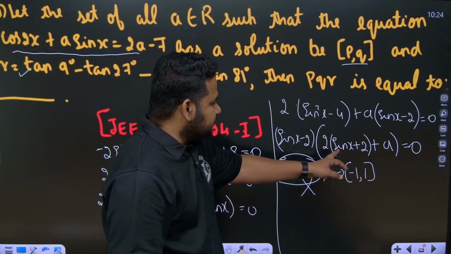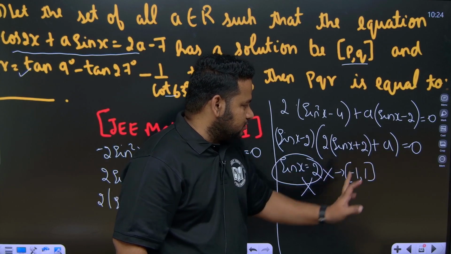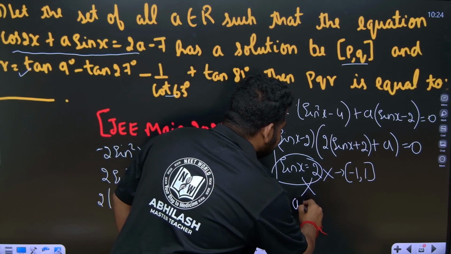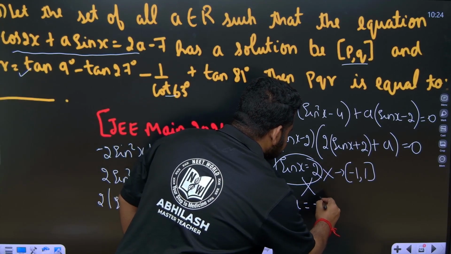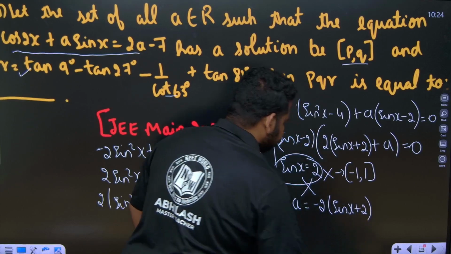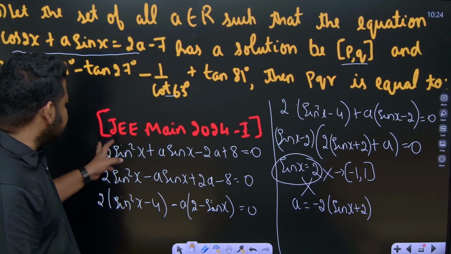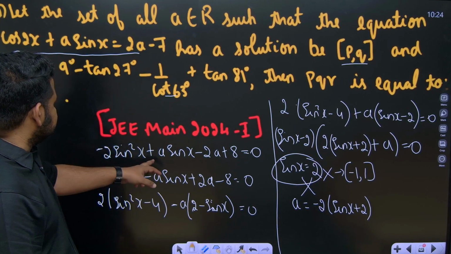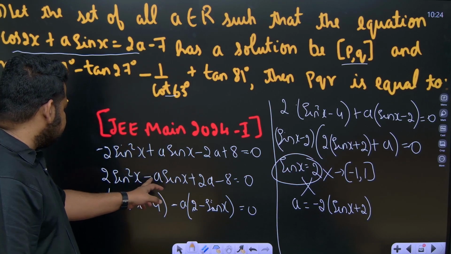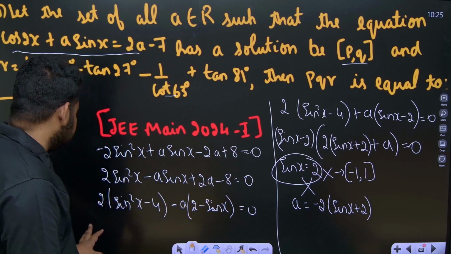Now we will take this: sin x plus 2 is equal to this one, plus a is equal to 0. So what will a be equal to, friends? A will be equal to minus 2 times sin x plus 2. Let us have a look: this is plus a, this is minus 2a. If I multiply by the minus sign, this is minus a, this is plus 2a, this is minus 8 is equal to 0, that is totally fine.